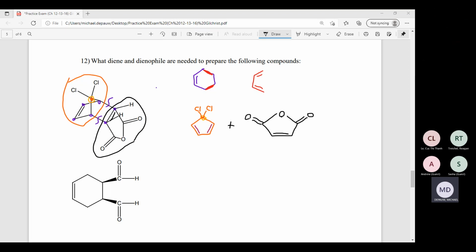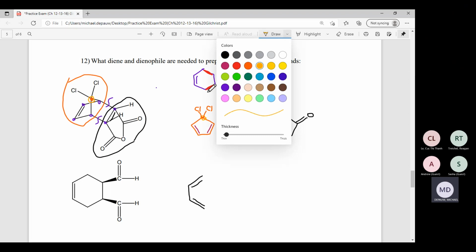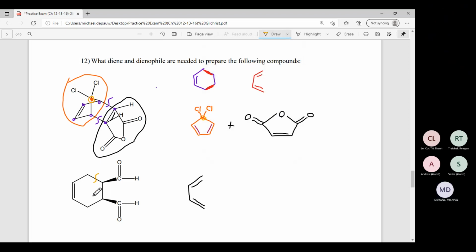All right, let's take a look. So this should be 1,3-butadiene, because essentially what you're doing is cutting these 2 bonds here. And in addition to 1,3-butadiene, you would also get this dienophile.